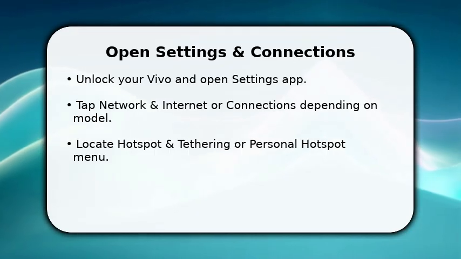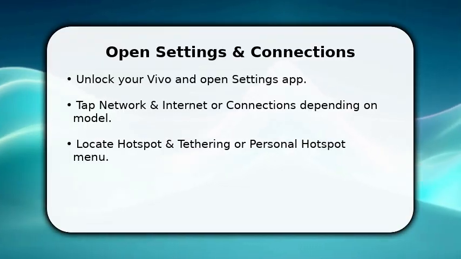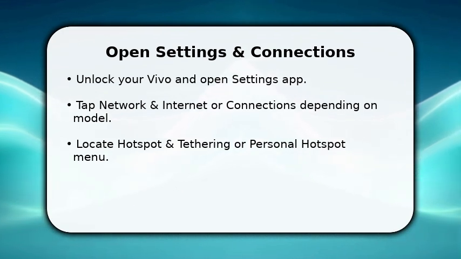Make sure Bluetooth or Wi-Fi tethering aren't active. They can change available settings. If prompted by a permission request, allow it briefly so the hotspot controls become visible.